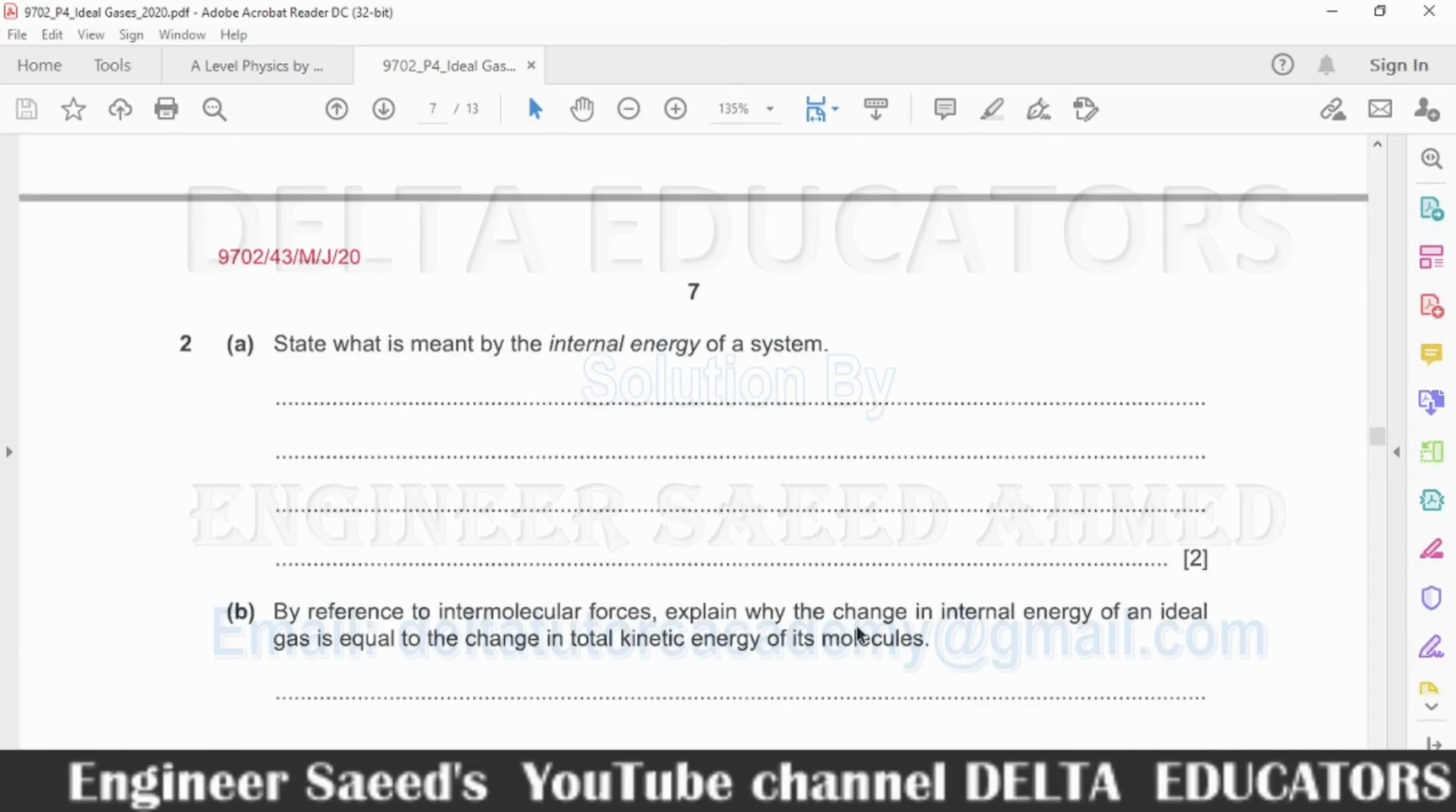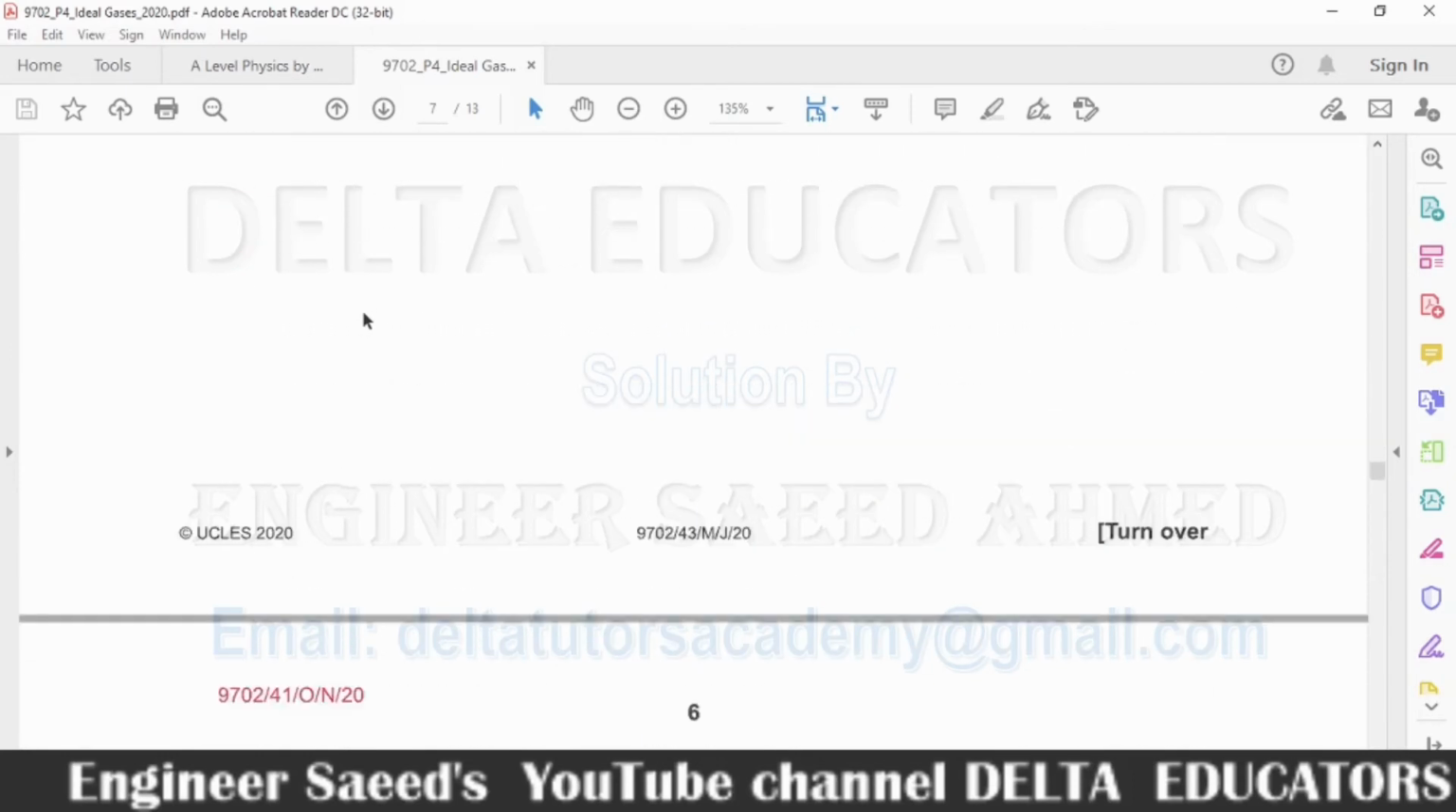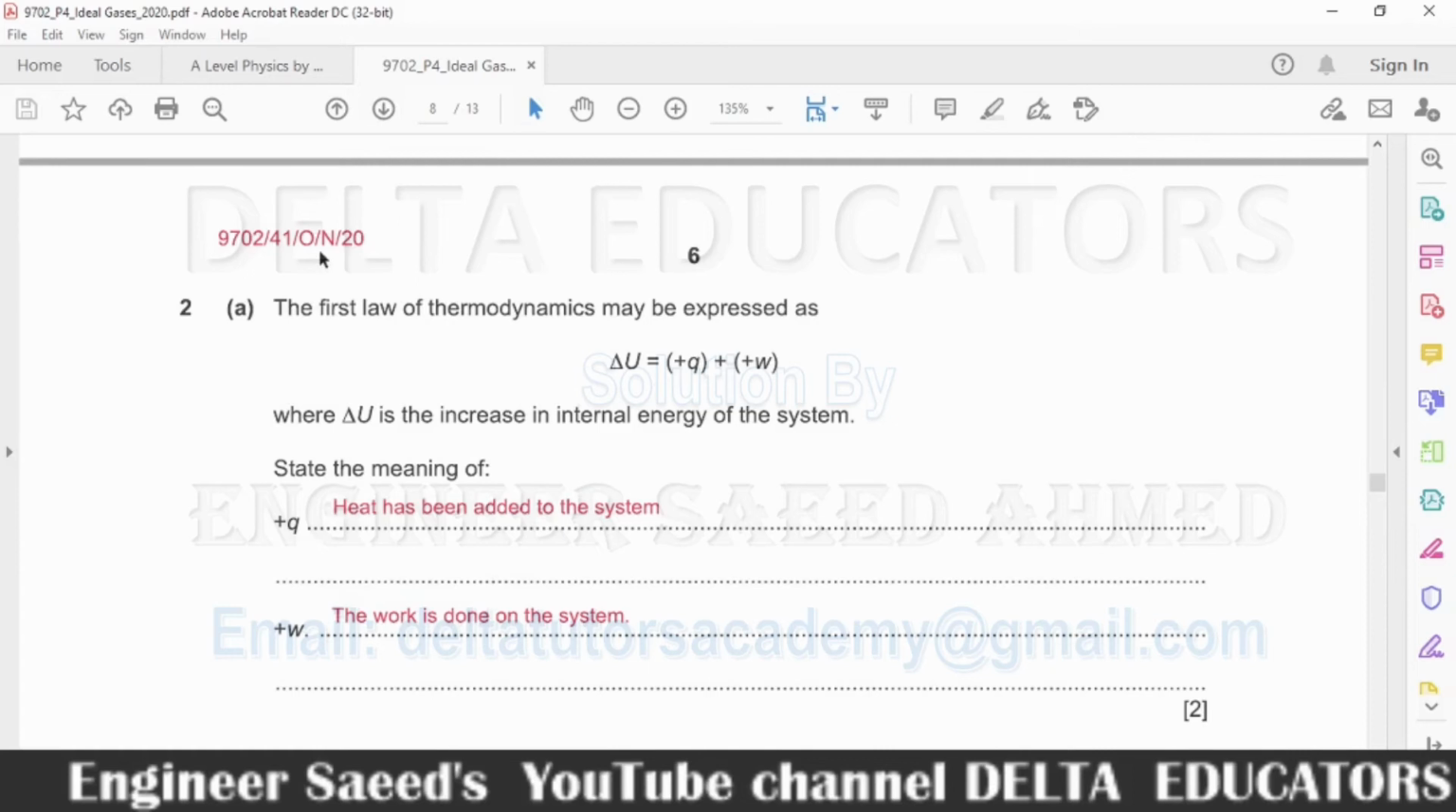Okay, next question. Next question is from paper 4 variant 3 of May June 2020. This question is same as in paper 4 variant 1 of May June 2020. So for the explanation of this question, please check paper 4 variant 1 of May June 2020. Next question is from paper 4 variant 1 of October November 2020.